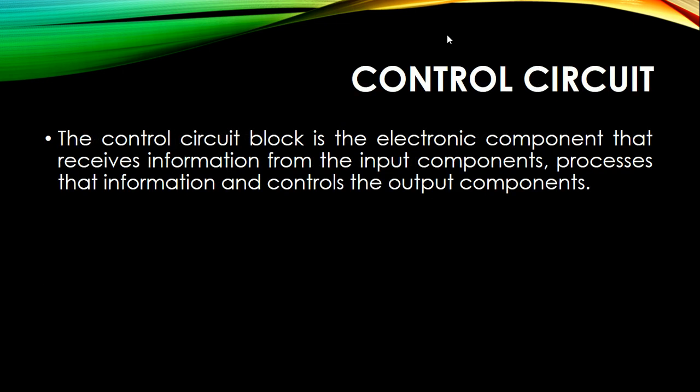And then next, we have the control circuit. The control circuit block is the electronic component that receives information from the input components, processes that information, and controls the output connections. Actually, the electronic building block model is similar to the combinational logic design block and also the computer system model. A computer system is composed of input, the central processing unit, the output, and memory. That's the only difference, but the components are still there: an input, a processing unit, and an output. And of course, since a computer is a device, it is also powered by a power supply.